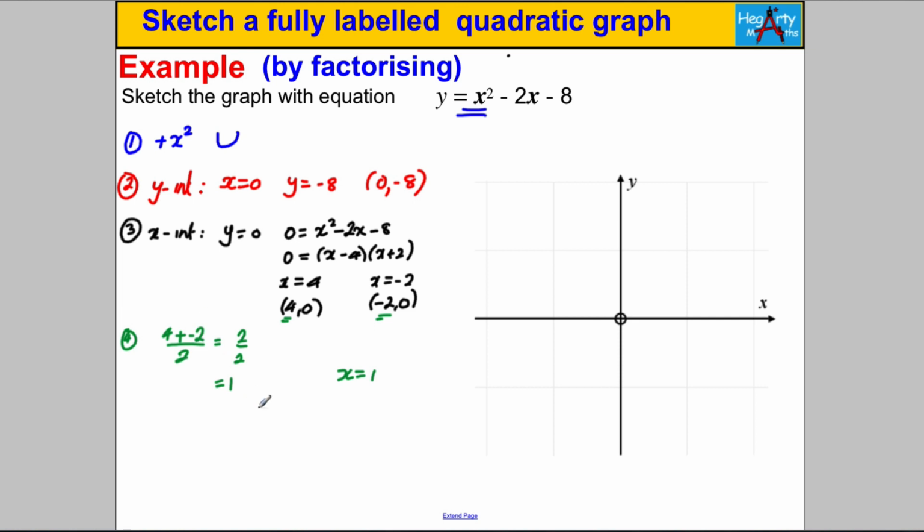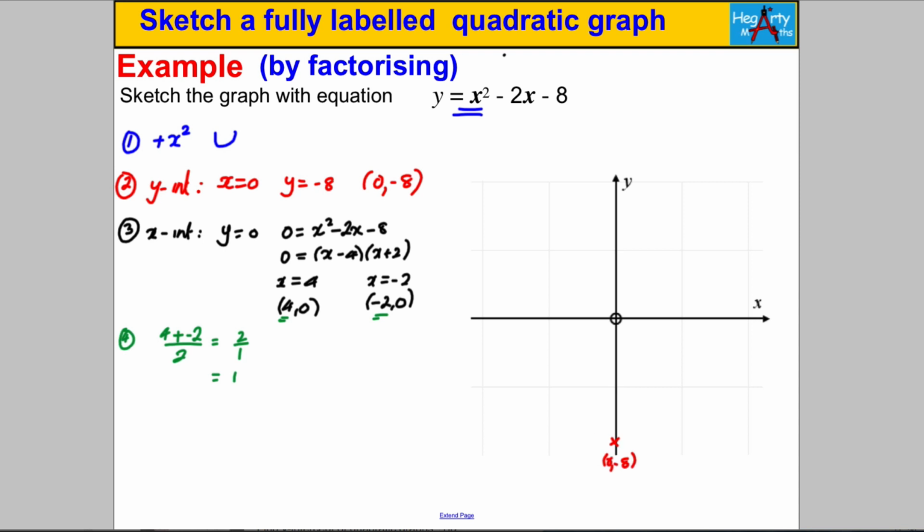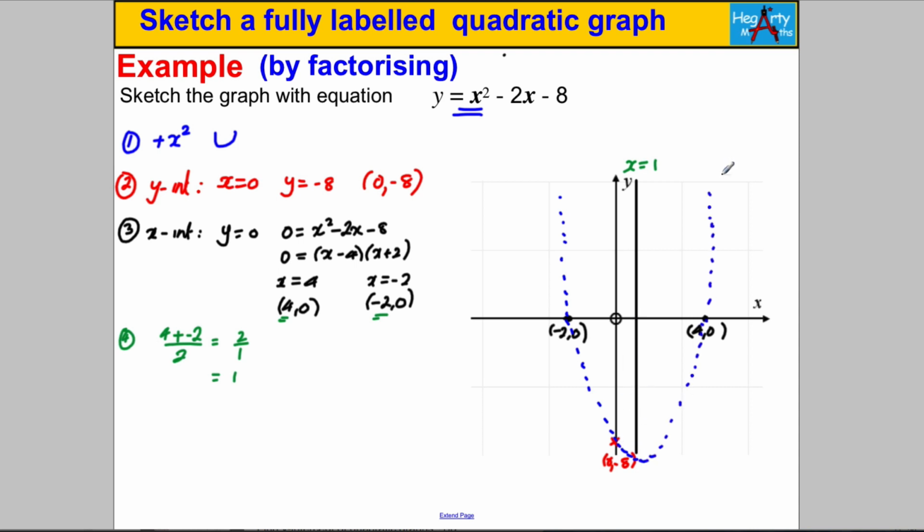Now with what we've got, it's worth plotting our parabola. So let's do that. We also know it's U-shaped, so we've got the information to have a decent go at the sketch. Let's do that. Now remember, it reaches its turning point on the line of symmetry and it comes back up now. And there you go. That's not a bad attempt at the graph y = x² - 2x - 8.